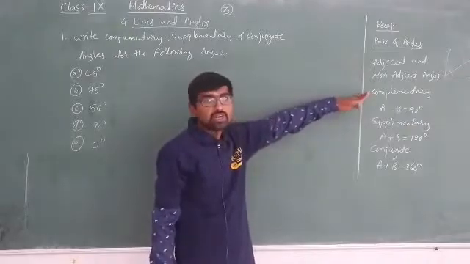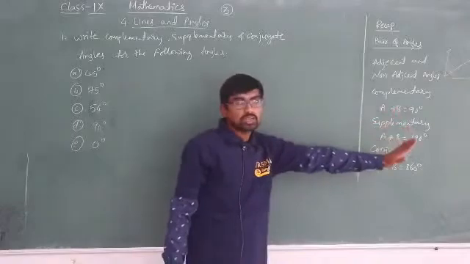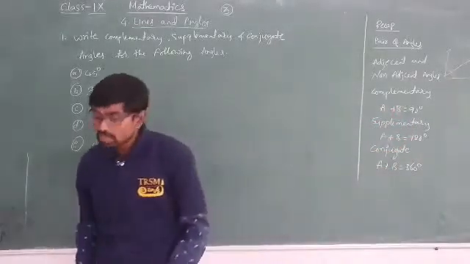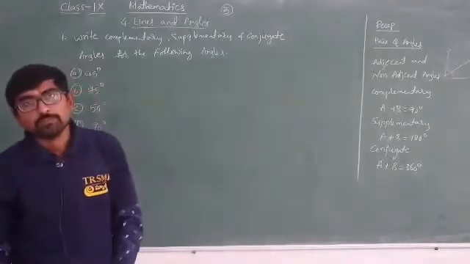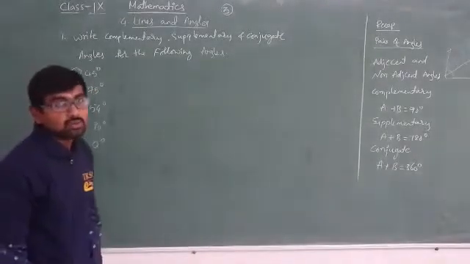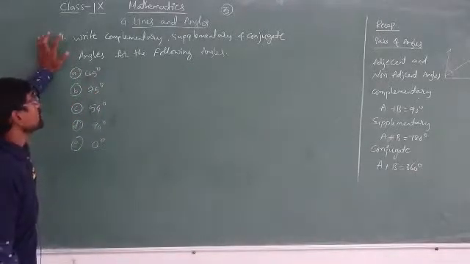Then complementary angles, we have discussed, the sum of two angles is 90 degrees. Supplementary, the sum of two angles is 180 degrees, and conjugate angles, the sum of two angles is equal to 360. Also we did some examples on that, isn't it? So today, in this class, we are solving one question.